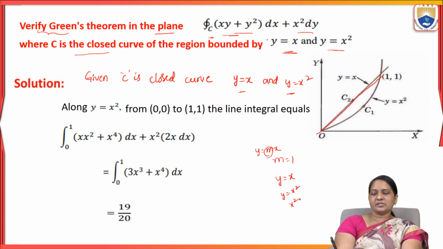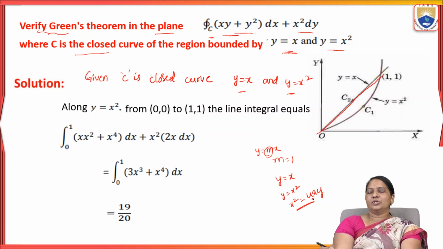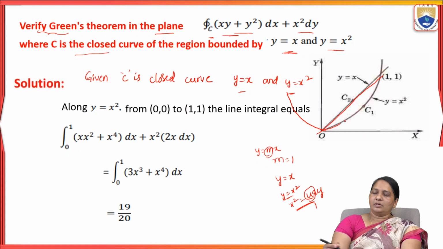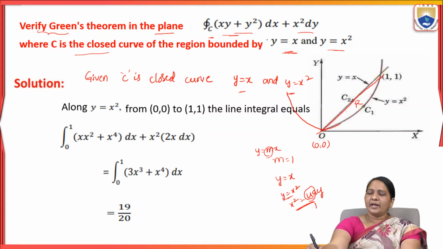Otherwise, we can take x square equal to 4ay, a parabola, we know, right? Here y equal to x square, in place of the constant we have 1, so the curve will be like this. This is the region bounded by y equal to x and y equal to x square. The starting point is the origin 0, 0, and the intersecting point is 1, 1.